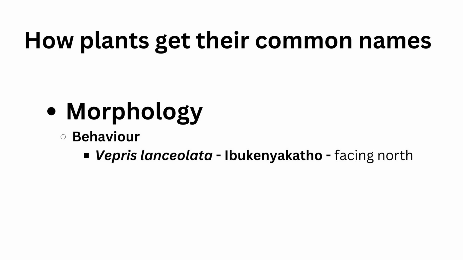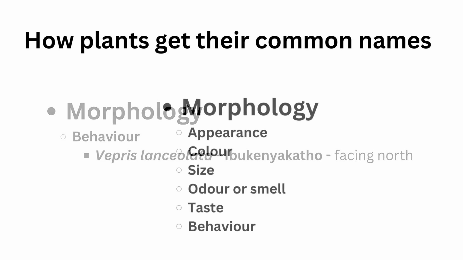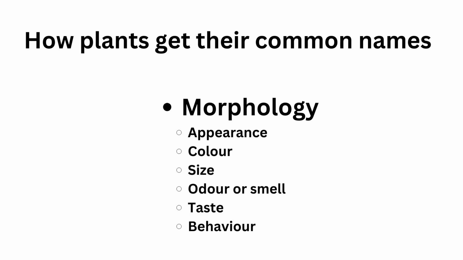This tree is used as a protective charm against umkovu. The roots are used to treat infertility in women. The leaves and twigs are used to make herbal teas, and the leaf extract is used to make essential oils. So that's it for the morphology. I've mentioned the 6 things that I used to determine the morphology, which are the appearance, the color, the size, the smell, the taste, and the behavior.